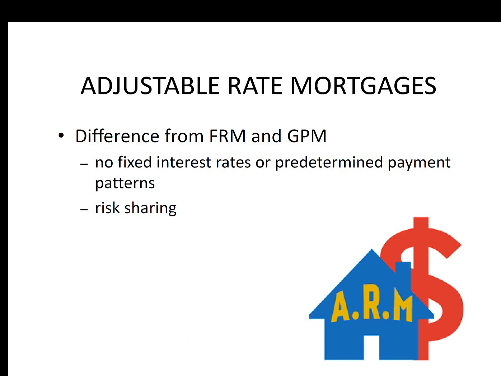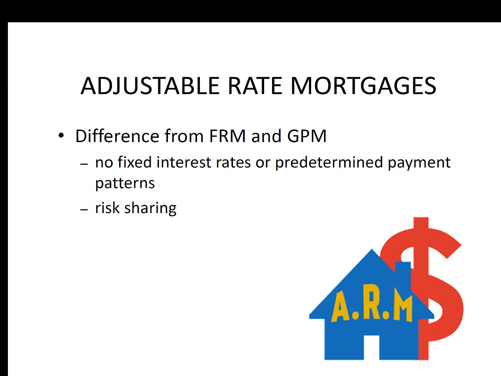In this chapter, we study adjustable rate mortgage. Adjustable rate mortgage is different from fixed rate mortgage or gradual payment mortgage. For fixed rate mortgage and gradual payment mortgage, the interest rate is fixed, and fixed rate mortgage has a fixed interest rate and fixed mortgage payment. Gradual payment mortgage has a fixed interest rate but predetermined payment patterns, so the mortgage payment for gradual payment mortgage may be different over time.